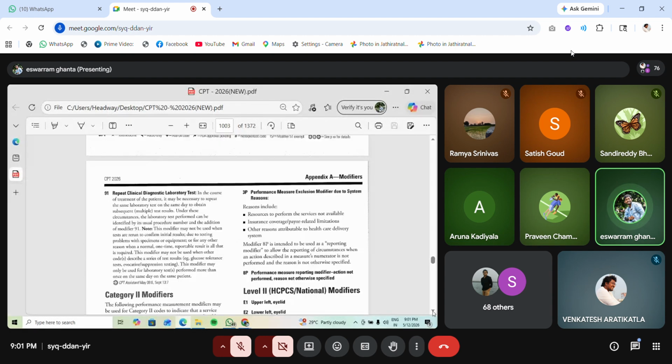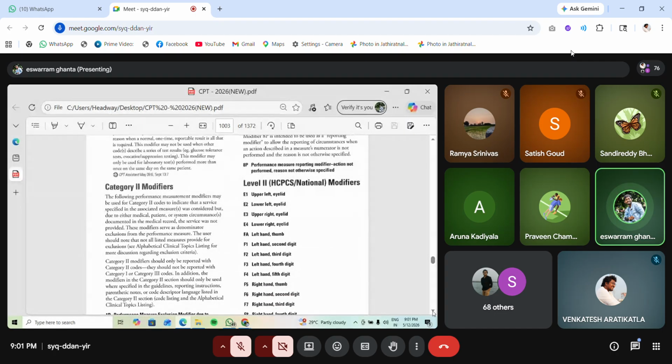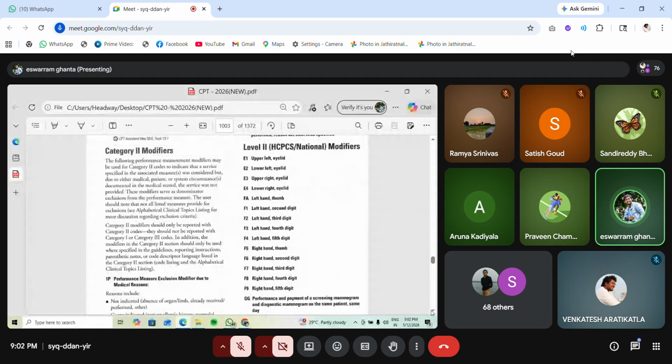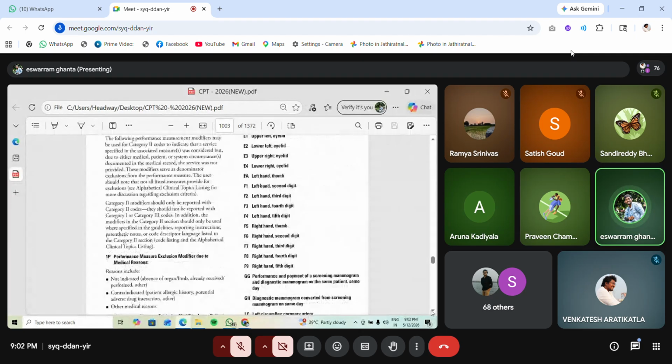So these are about the modifiers. Next I will tell you these things. This is also a very important thing. Level 2 modifiers. These are the modifiers very important for telling the clear laterality, to tell the clear laterality.